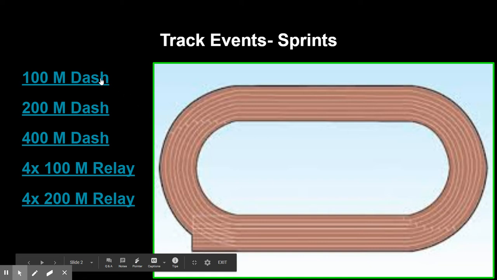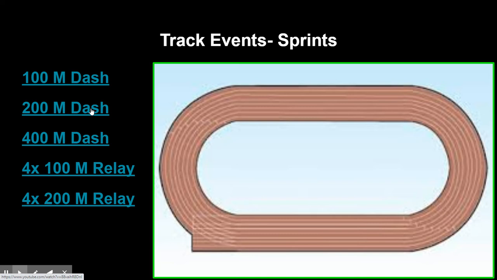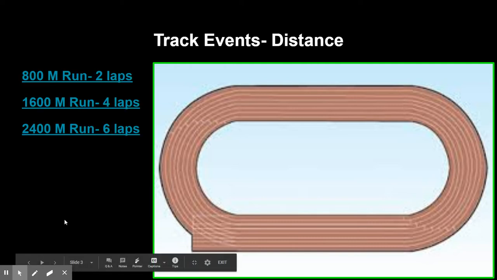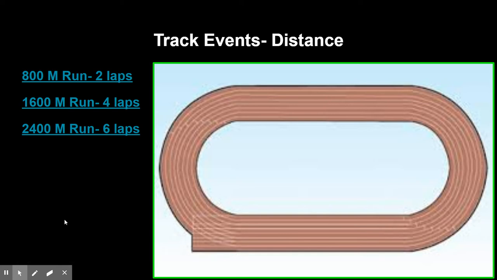So again, each one of these links to a YouTube video that shows you what the world record or the Olympic record for each one of those races is. Okay, so that was the sprints. So now the distance events. These are the longer distance runs.